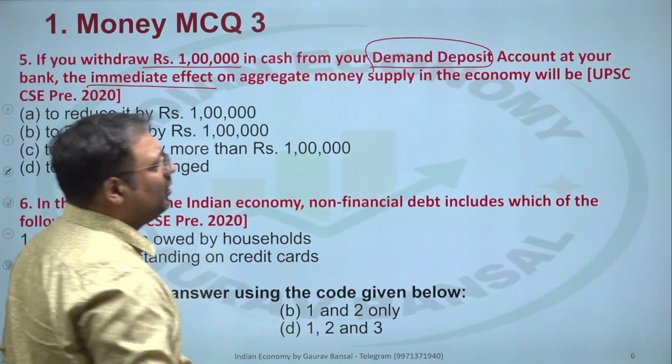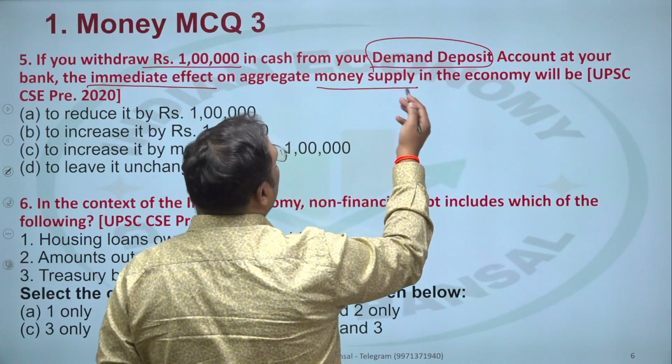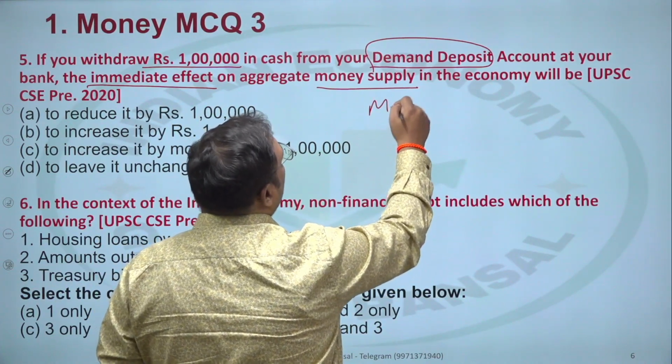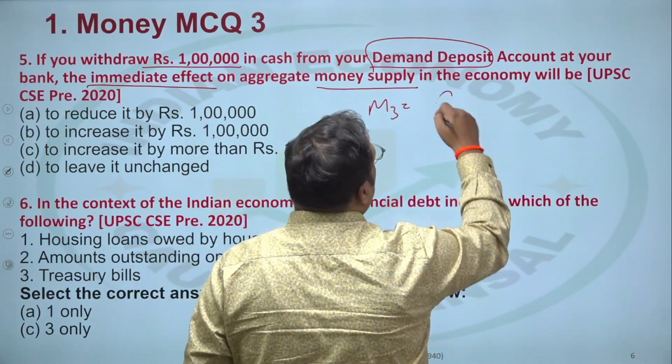But look at the formula. I told you the money supply is M3. This is the official money supply. This is currency with public.